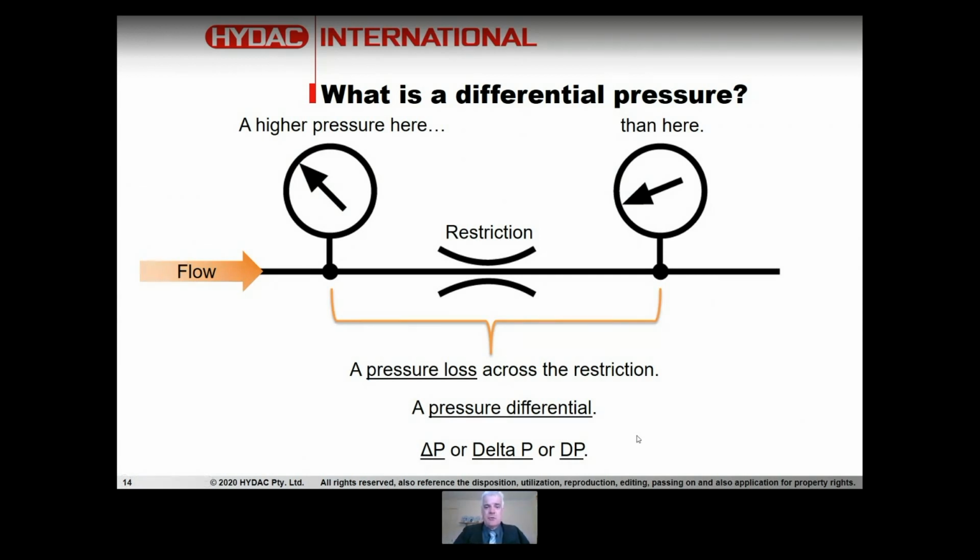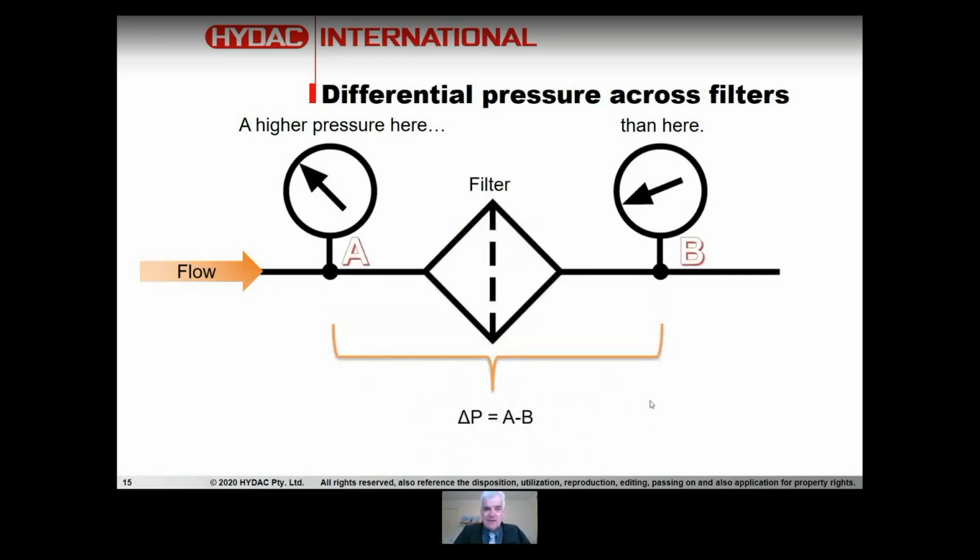Okay, so that's with regards to a restriction. Now, a filter is restrictive, so it's exactly the same thing that's going to occur. In this case, if you have a delta P, it will be the difference between pressure at point A and pressure at point B. So as I said, delta P is one of the most important fundamentals in filter technology, and it is important to understand. So hopefully I'm making that clear.